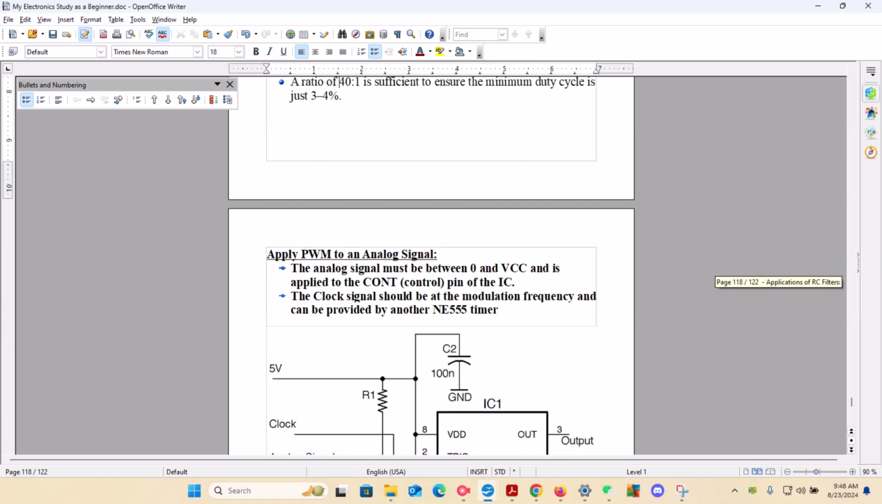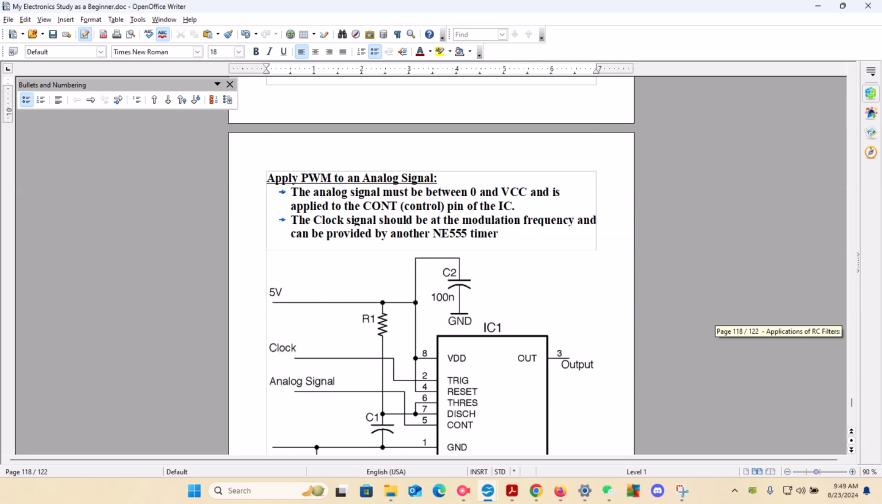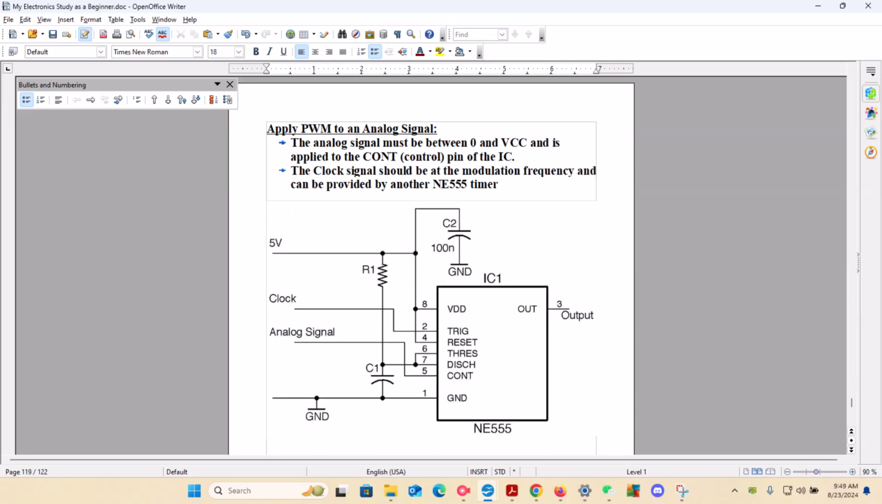Now, when you apply PWM to an analog signal, which is something else, the analog signal must be between 0 and VCC, and it's applied to the control pin of the IC. By the way, VCC stands for voltage capacitor. This is one of the functions of the IC. The clock signal should be the modulation frequency and can be provided by another NE555 timer. So it depends on how this is set up.